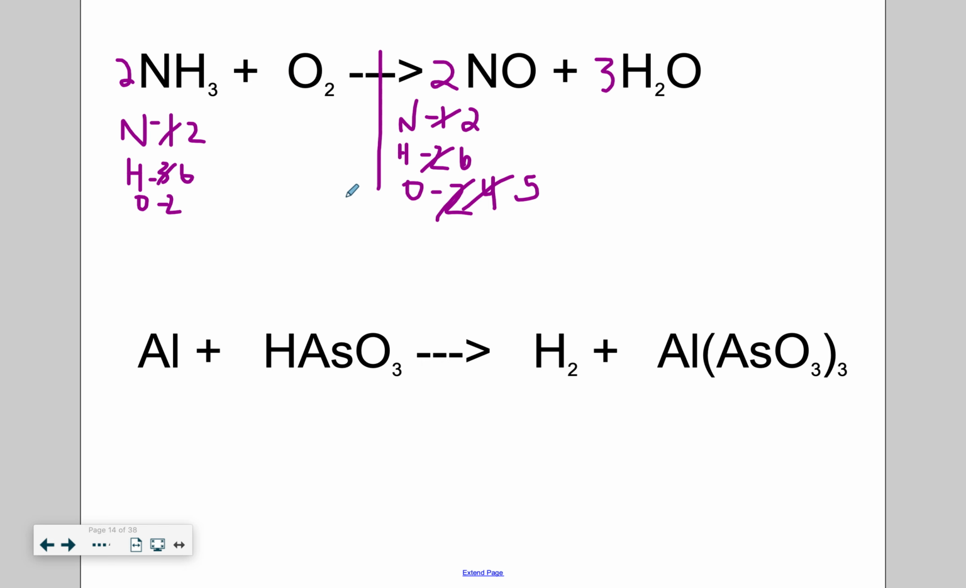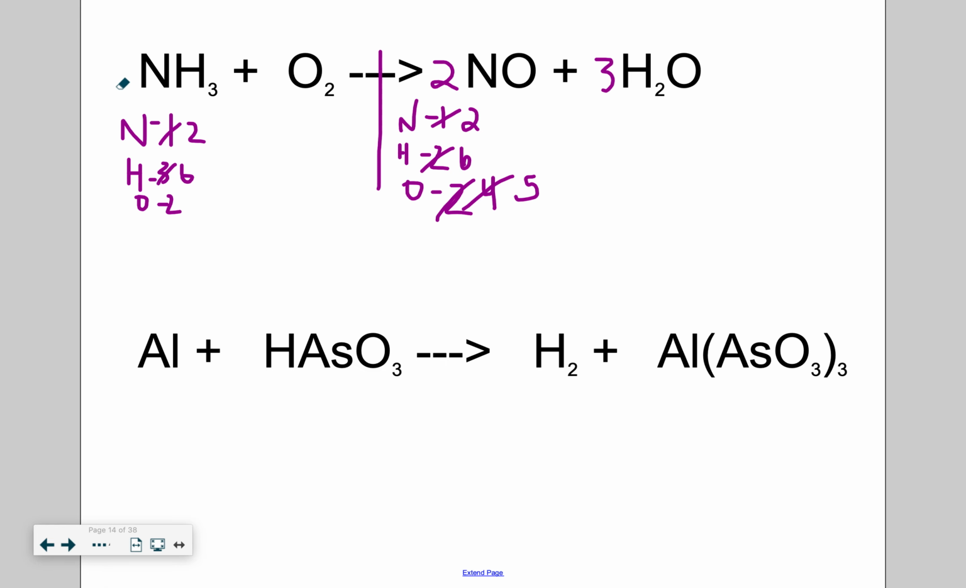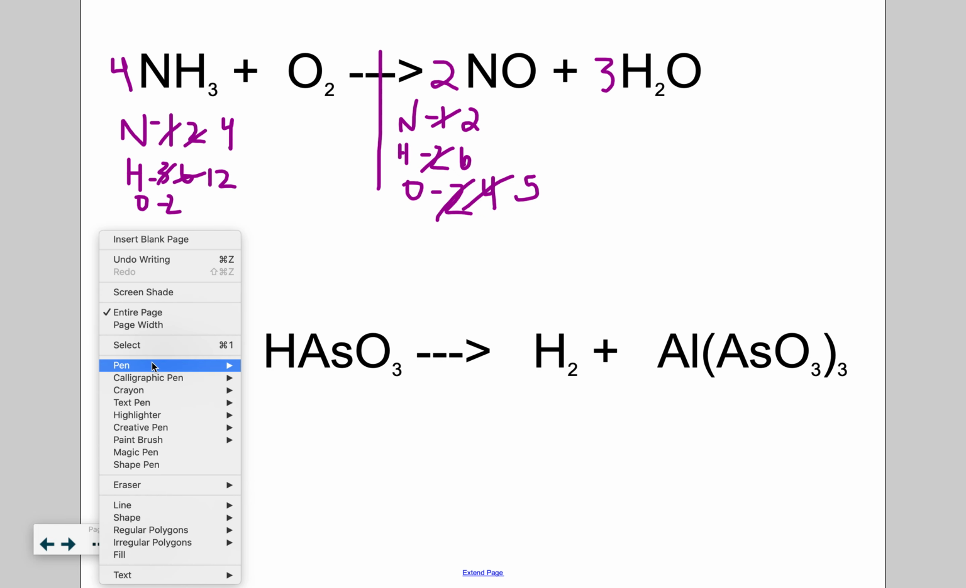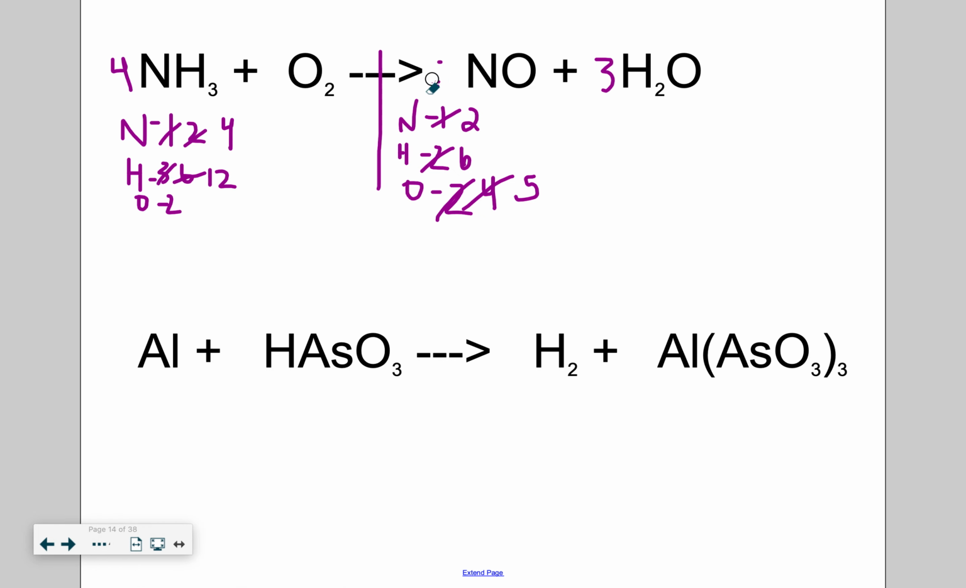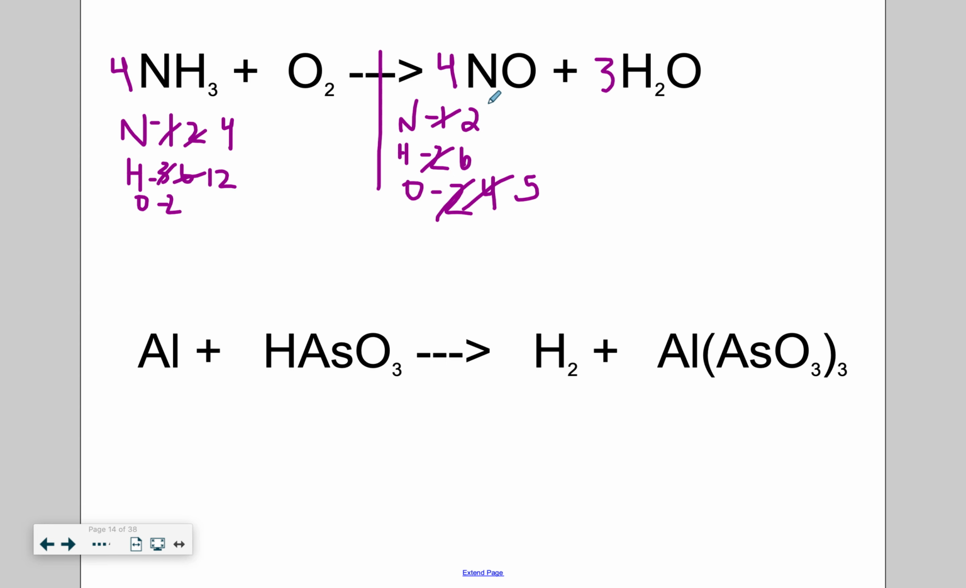So if you ever encounter this, or you're really struggling, just go back and double your first coefficient, okay? So if I double my first coefficient here, turn 2 to 4, now I have 4 nitrogens. 4 times 3, 12 hydrogens. I know it seems crazy, but bear with me here. So I'm going to go back over here and change some coefficients. Put a 4 here. 4 nitrogens. 4 times 1 is 4, 3 times 1 is 3, 4 plus 3 is 7, but that's not going to stay 7 very long.